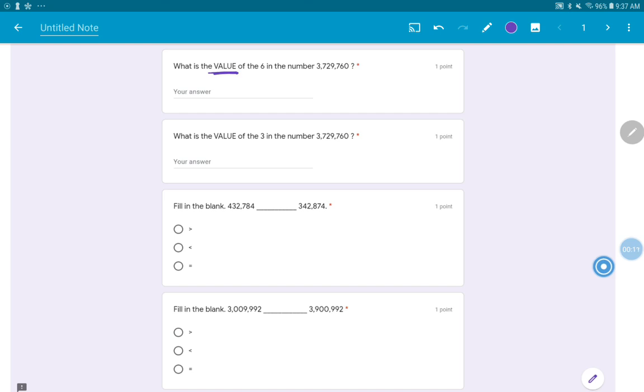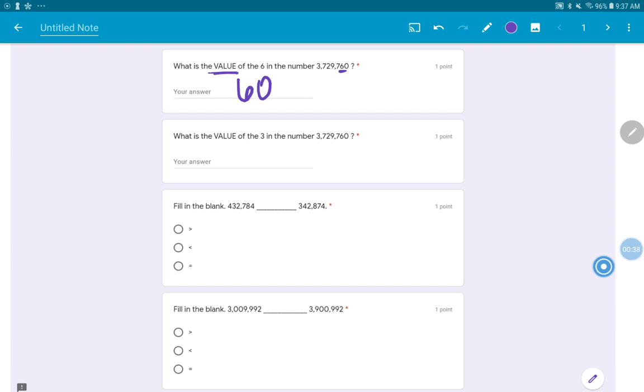The 6 in the number 3,729,760. What is the value of the 6, Ansley? 600. Check out what place it's in. Oh, 60. It's in the tens place value, so I have 6 tens. It has a value of 60.